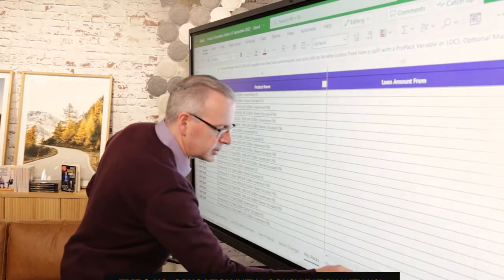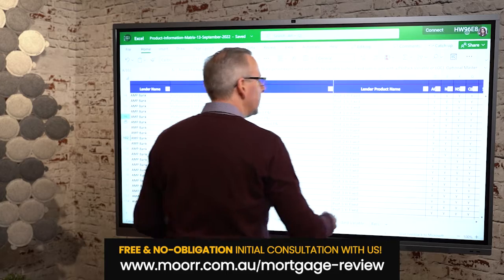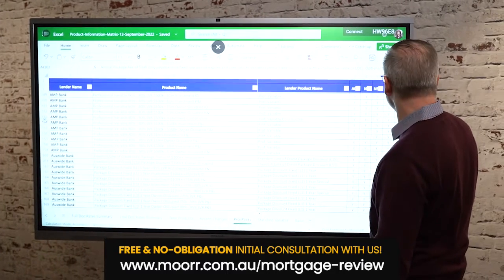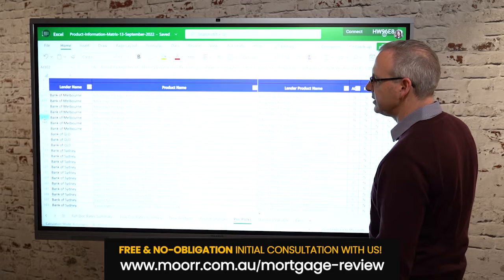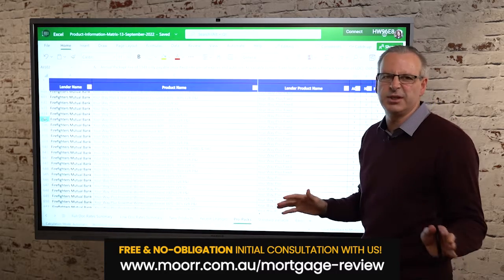You've got all of this information, all of these columns, and these are the interest rates. That's what's available for that lender, and there are hundreds of products with each different lender. You can start to really see all the different types of lending products and so forth. You get the picture, don't you?